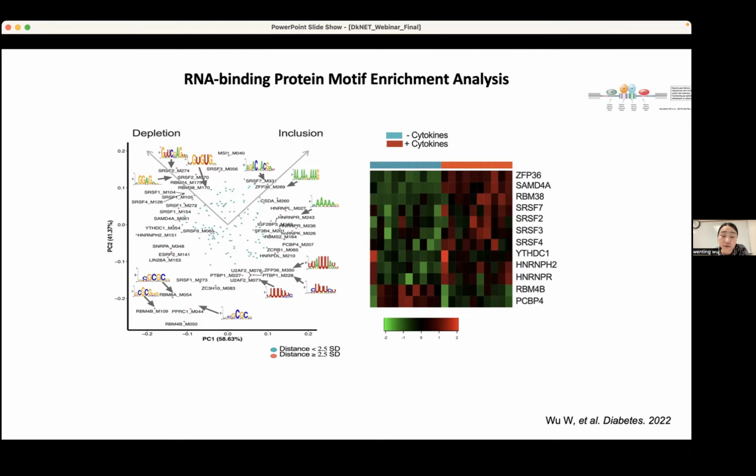And in the future, I also think splicing factors are a very promising field for us to investigate more, like with CLIP-seq assays or other assays to cross-check the performance of those splicing factors after cytokine treatment, combined with our alternative splicing findings.